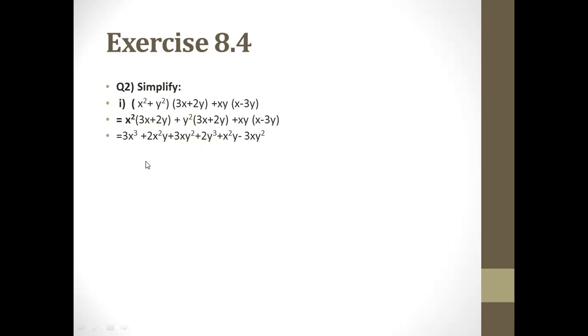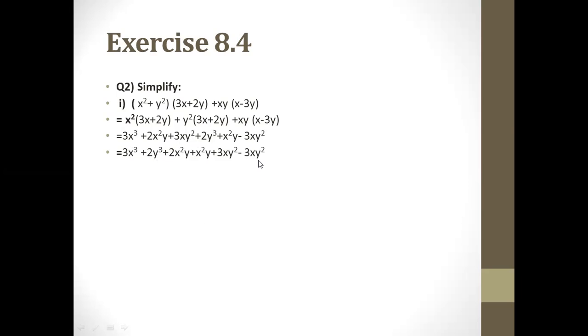Now here we can simplify, we will simplify it. So 2x square y, we check whether another x square y is present. Yes, this plus x square y. So we write 3x cube and plus 2y cube side by side, 2x square y and plus x square y. Same variable with same power, we write it side by side.